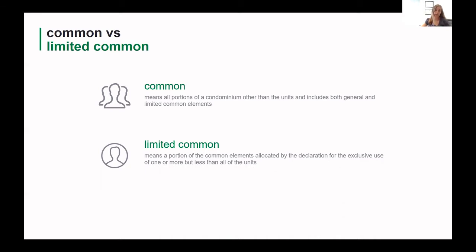So an example here I like to use is a balcony. It might be a common element where the association does maintain it and is responsible for a replacement of that, but the actual use is limited to typically the owner that has direct access to that balcony. So that would be considered a limited common. It's a common element in nature, but the use is limited to one or more, but less than all units.